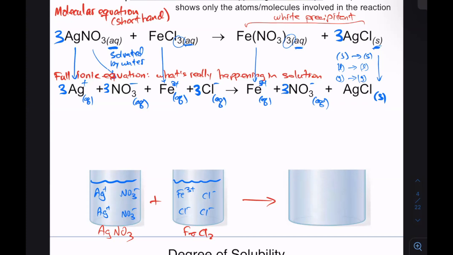And I can show more thoroughly what's happening here in the full ionic equation. I have some things that remain as ions in solution, and then I have this new cation-anion partnering of the silver and the chloride, which is now a solid. So that solid's going to be down here. This is the silver chloride solid. But still, we have swimming around in solution the Fe3+ ions, and now we have 3 nitrate ions. All right, so I didn't write this out completely balanced, but I think you get the idea.